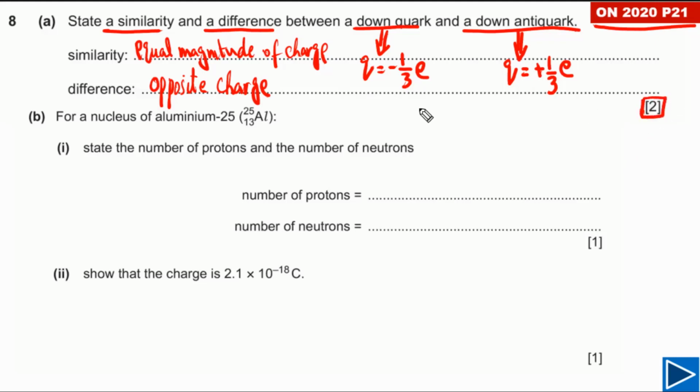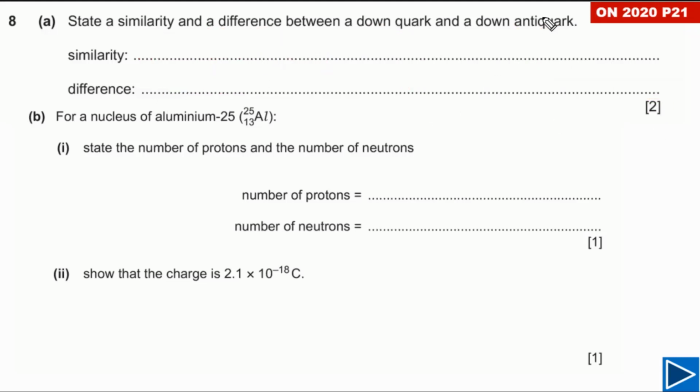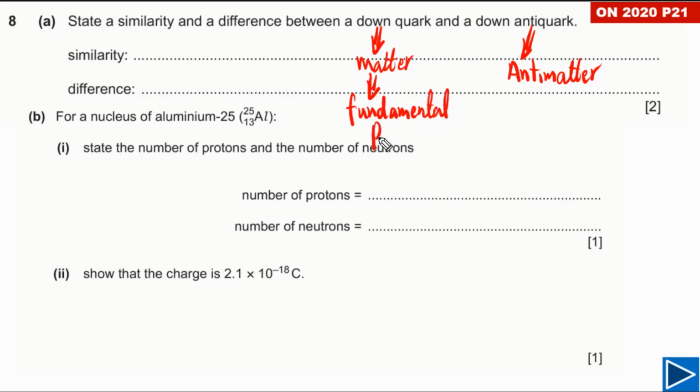Let's try to understand a little bit more about the down quark and the down antiquark. First of all, a down quark is a particle, or we can say it's matter, and a down antiquark is antimatter. So this is also a difference: one is matter and the other one is antimatter. Both of them are fundamental particles, meaning the down quark cannot be broken into smaller particles.